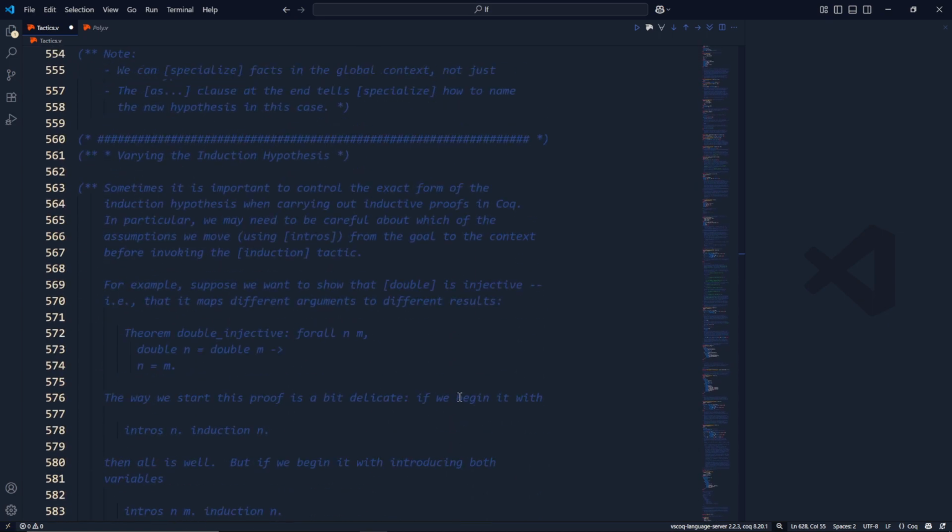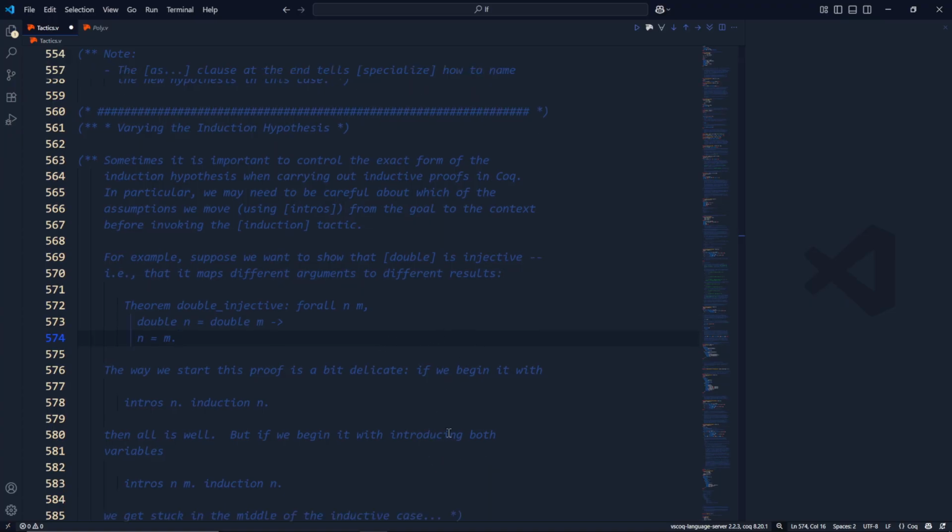It's the section that discusses this. Sometimes it's important to control the exact form of the induction hypothesis when carrying out inductive proofs in Coq. In particular, we may need to be careful about which of the assumptions we move using intros from the goal to the context before invoking the induction tactic.